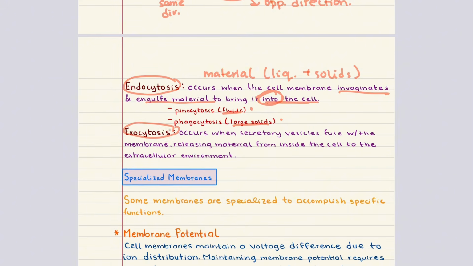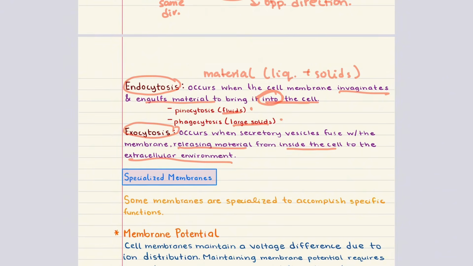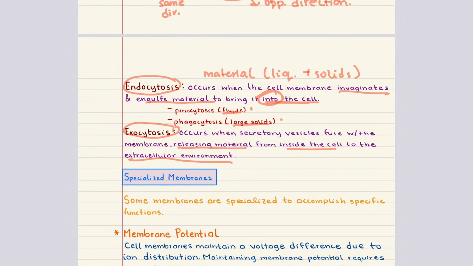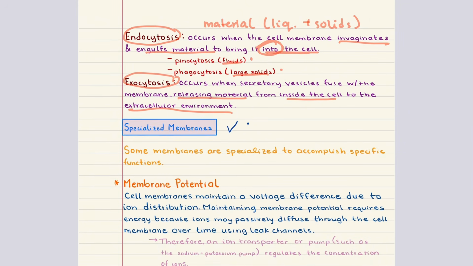Exocytosis is the reverse process. Here, vesicles formed inside the cell fuse with the cell membrane and then release their contents into the extracellular environment. And this is how cells secrete hormones, neurotransmitters, and other important substances. With that, we can move into our last and final objective titled specialized membranes.